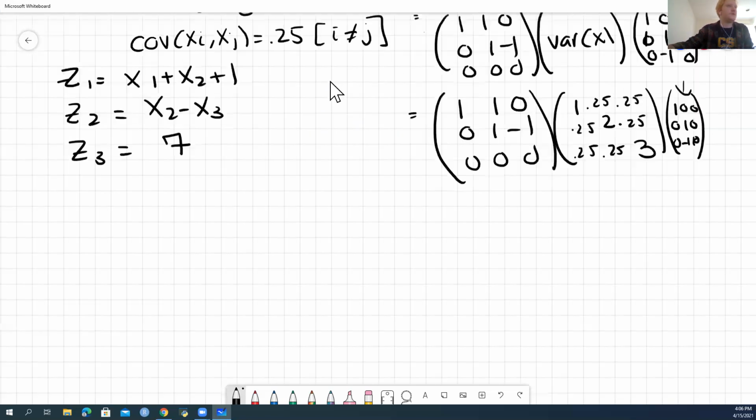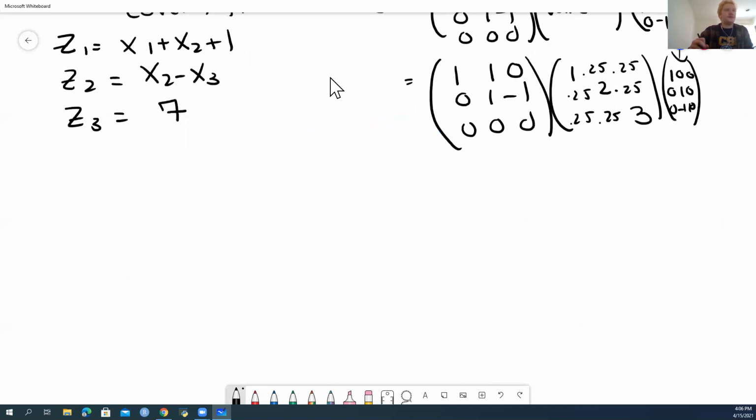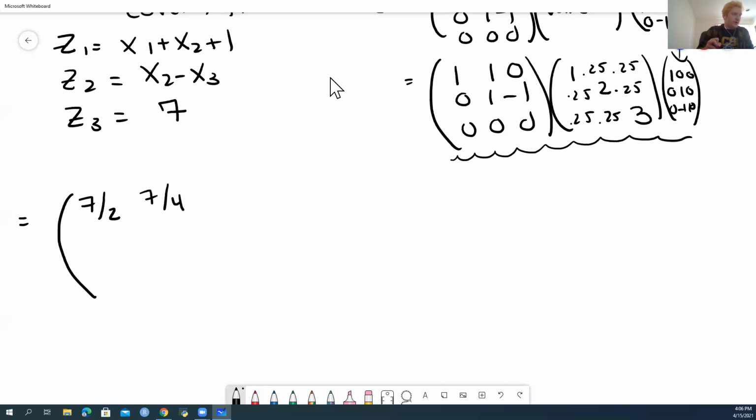Down a little bit. Then I simplified this, so don't worry. If you calculate that all out, it's kind of useless to do the math, you end up getting 7 over 2, 7 over 4, 0, 7 over 4, 9 over 2, 0, 0, 0, 0. So this is the covariance of Z.